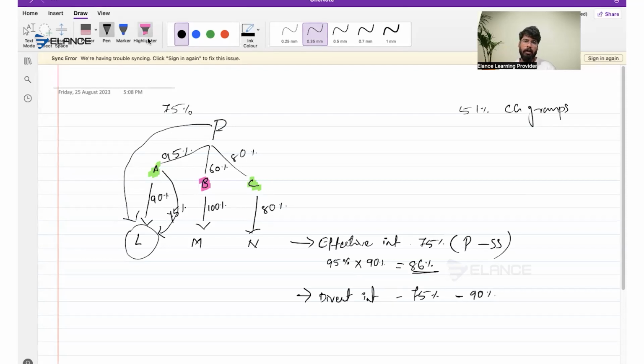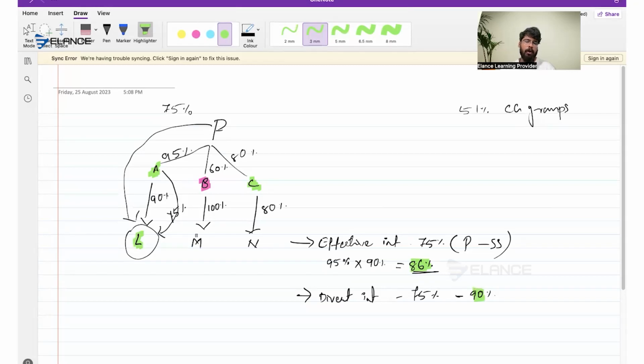Okay, these are the two criteria subsidiary companies should satisfy to join the 75% group. So in our example, L company can join the 75% group. Effective interest is 86% and direct interest is 90%. Both the criteria are satisfied, so L company can join the 75% group.